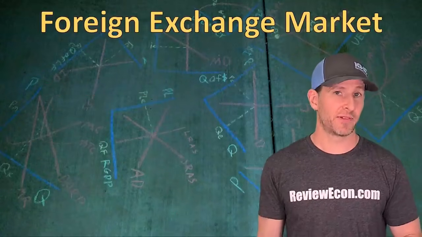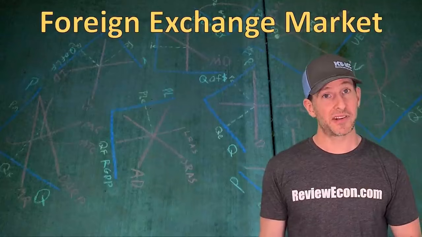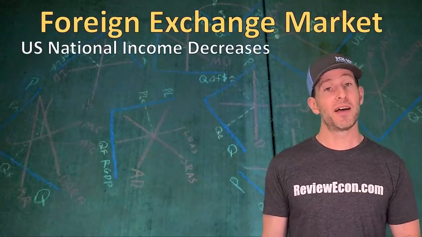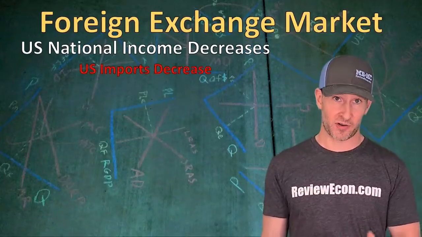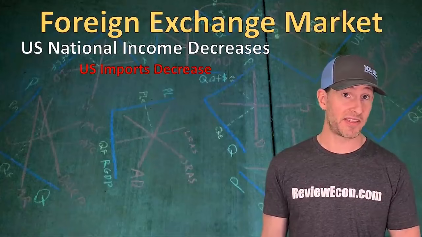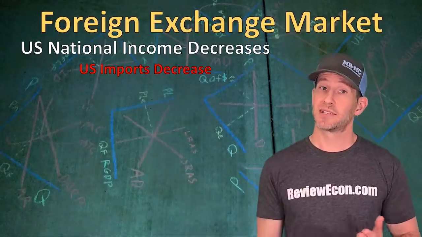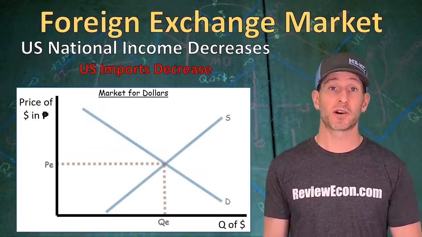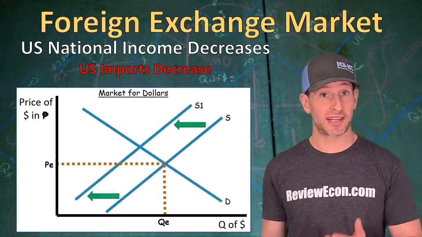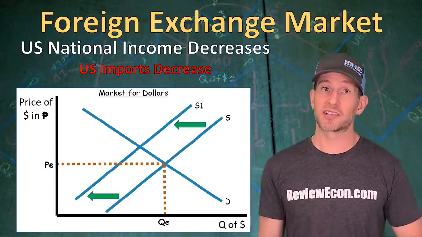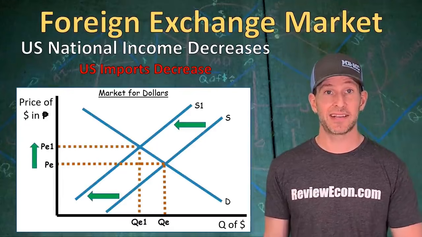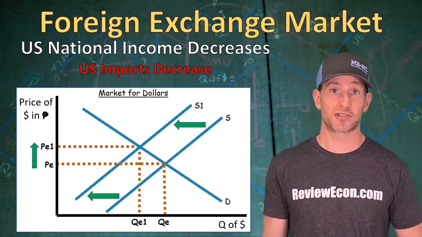Let's try out an example and put it on the graph. If we see a decrease in United States national income, that will mean that US imports are going to decrease. Consumers will buy less of everything, including foreign-made goods. Since we are buying fewer foreign-made goods, we're going to supply fewer US dollars in the exchange markets. That will increase our equilibrium exchange rate and decrease the equilibrium quantity of dollars in the market.